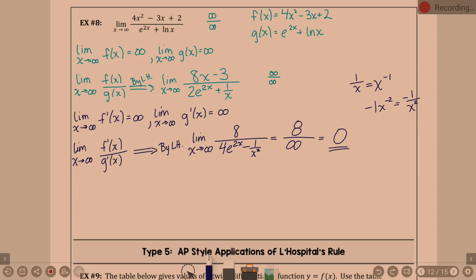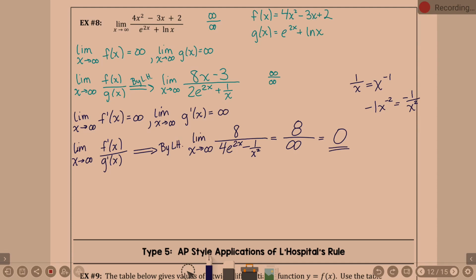This will be 0, I think. Yeah. Maybe. Okay. Ready for number 9?